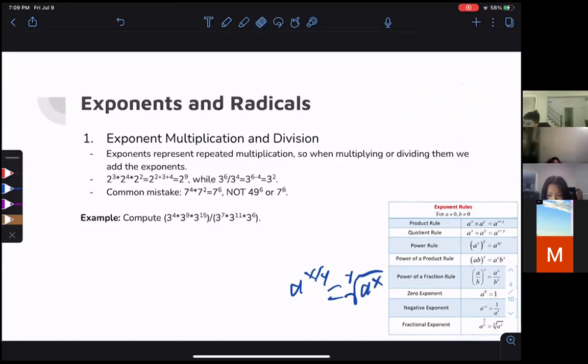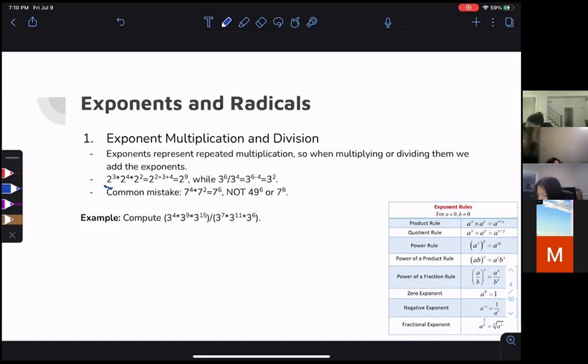All right, and now let me cover the stuff here. This is just reinforcing that when multiplying exponents with the same base, make sure that the base is the same, you just add the exponents. So 2 cubed times 2 to the 4th times 2 squared is equal to 2 to the 9th, while 3 to the 6 over 3 to the 4th is 3 to the 6 minus 4, which is 3 squared.